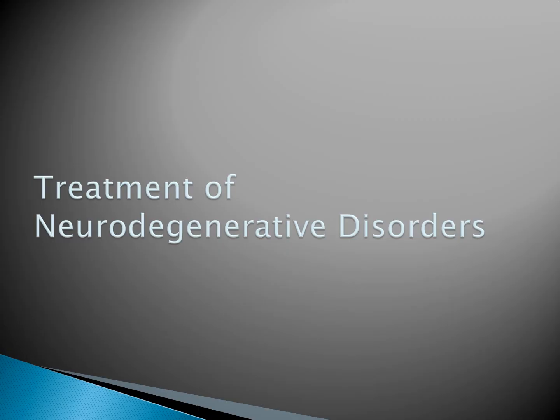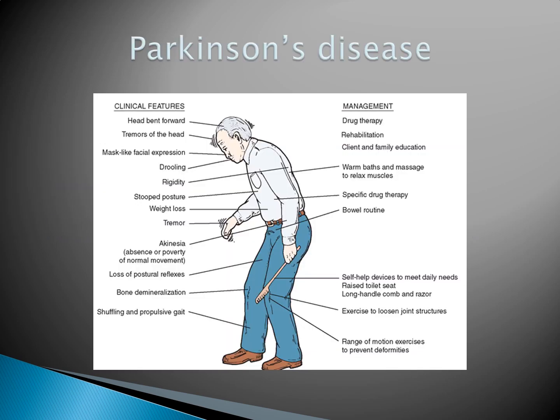So now sort of skipping forward to the treatment of neurodegenerative disorders. And some of these disorders, very common, would be Parkinson's disease. And Parkinson's disease is a neurological disease that affects the movement of the body due to rapid death of dopamine neurons in the brain. So this loss of dopamine in the brain causes some pretty significant clinical features.